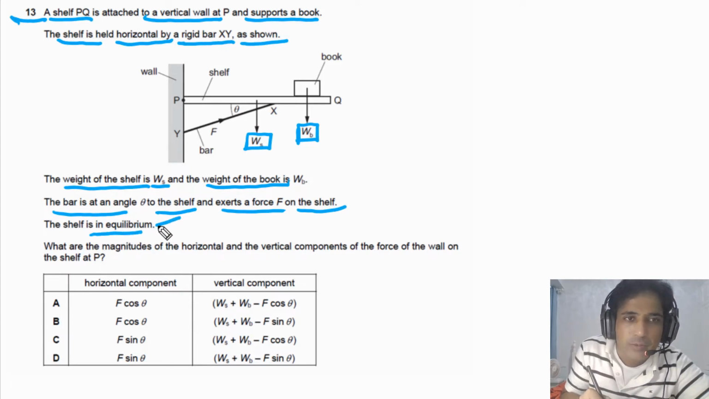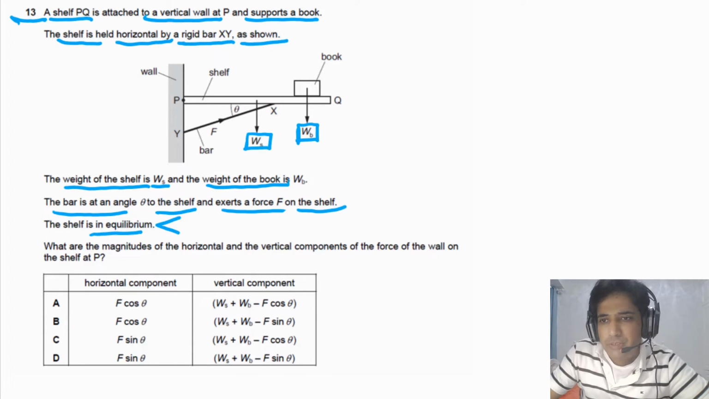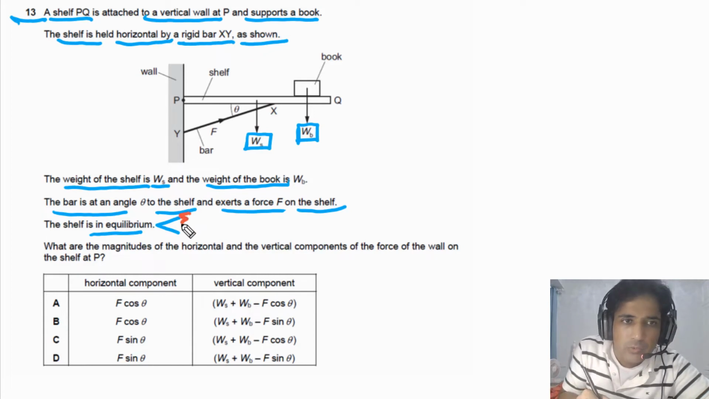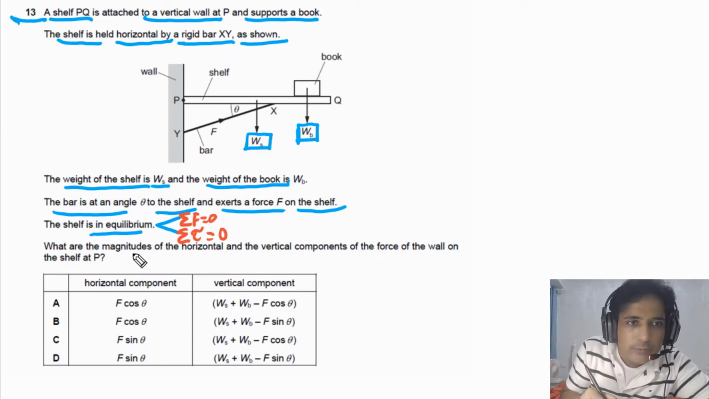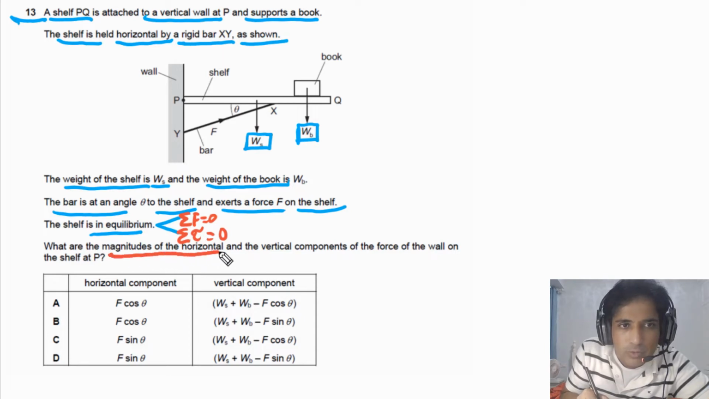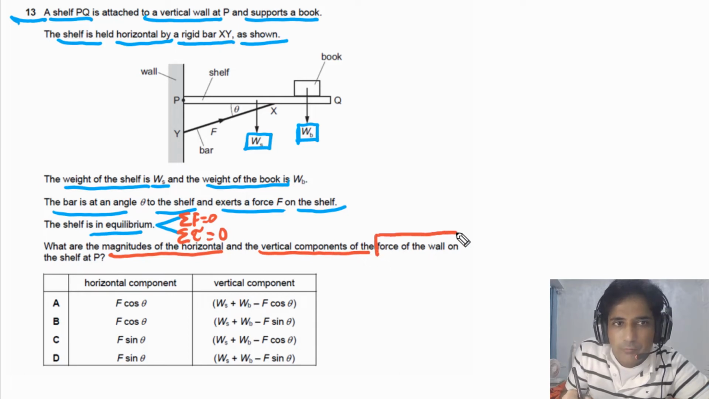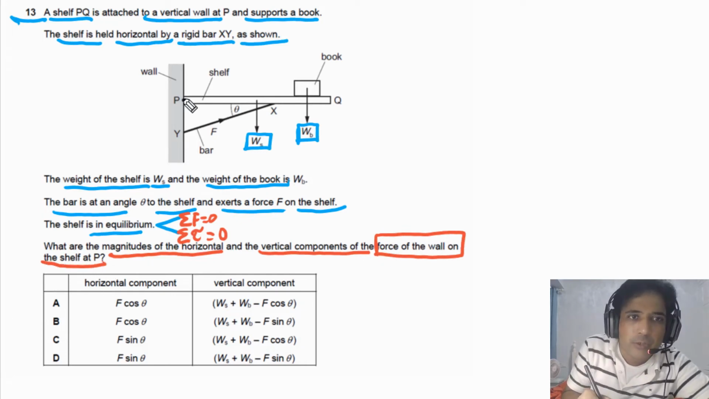So we need to understand what is meant by equilibrium. Equilibrium means that the sum of the forces acting on the shelf is equal to 0 and the sum of the torques acting on this shelf is also 0. So these are two basic conditions for equilibrium. Now for this question, we need to find the magnitudes of the horizontal and vertical components of the force of the wall on the shelf at P. The force of the wall on the shelf at P means we need to find the forces acting at this point. The force of the wall means the force by this wall on this shelf. We have to find the components of that force.